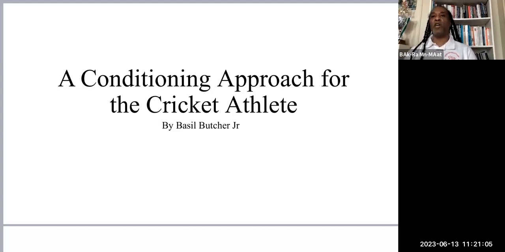Today, I'm going to be doing a short presentation about a conditioning approach for the cricket athlete. And we'll be doing so using the tools of applied neurology and movement conditioning. So you're going to hear some concepts today that you usually don't hear in the strength and conditioning community. So let's get started.